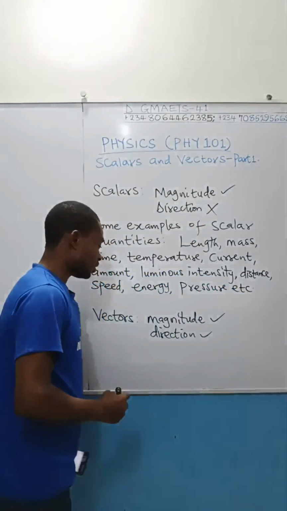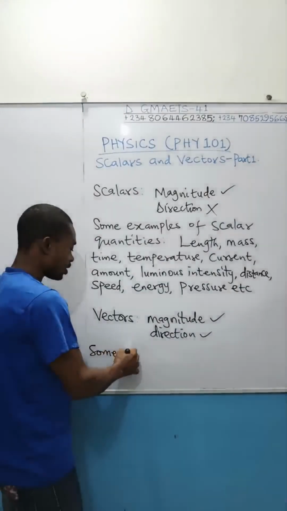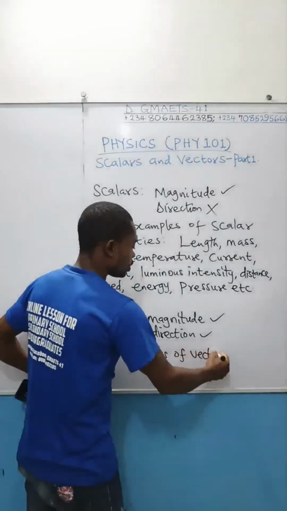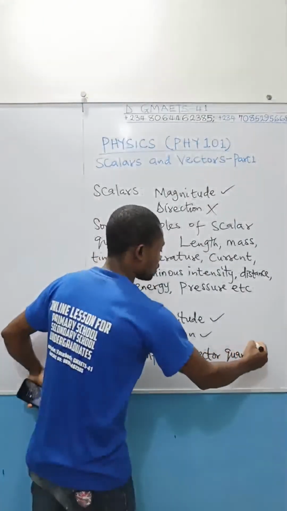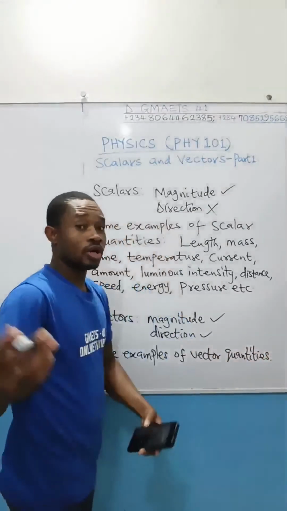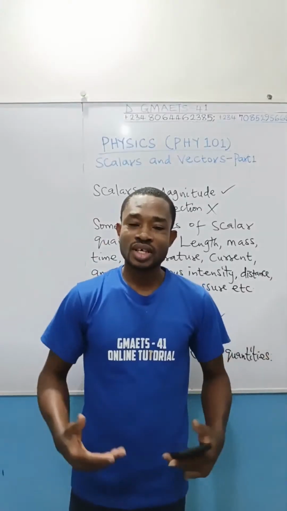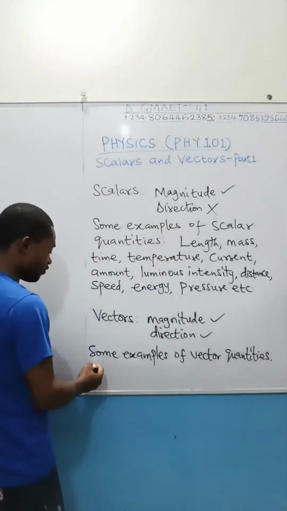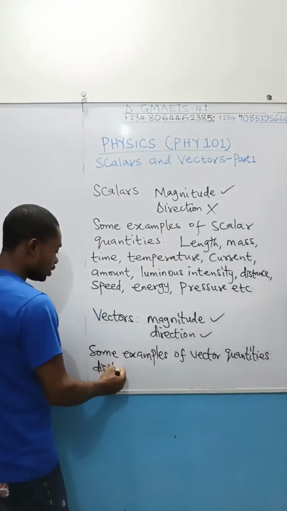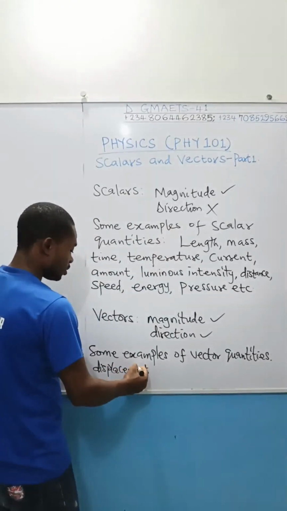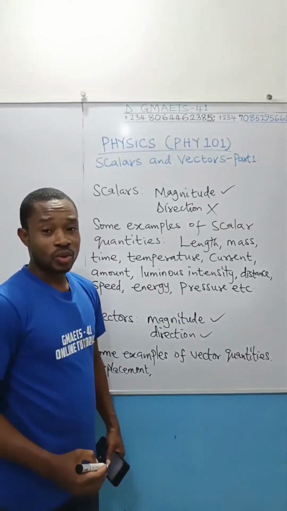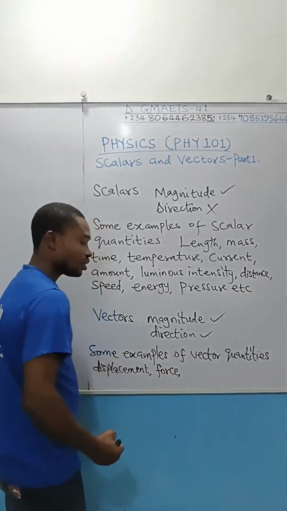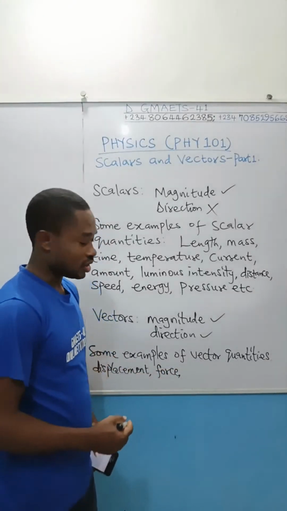So we can think of the following examples of vector quantities. You can add to your own examples, all right? You can browse, you can Google and find other examples of vectors added to the ones you're going to see here. Let's start with displacement. Displacement is a vector quantity. Force is a vector quantity.